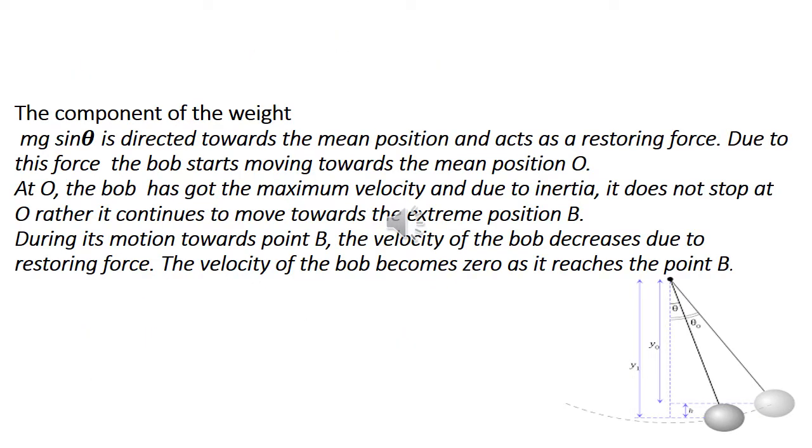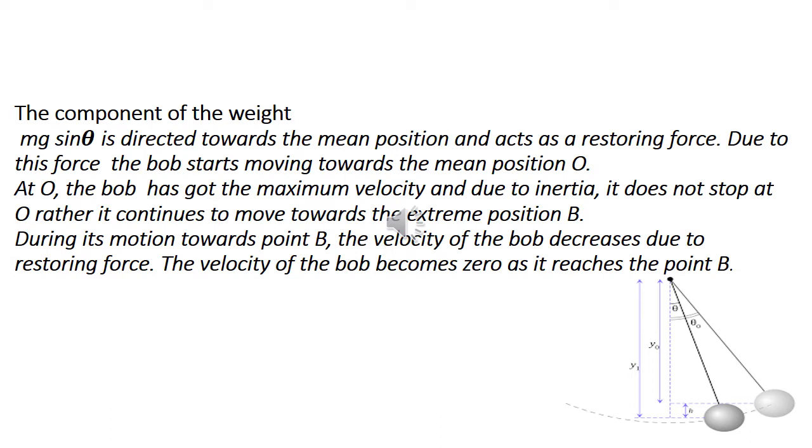Hence there is no motion along this direction. Now we have to see that the component of the weight, mg sin theta, is directed towards the mean position and acts as a restoring force. Due to this force, the bob starts moving towards the mean position O. At mean position O, the bob has the maximum velocity, and due to inertia it does not stop at O. Rather, it continues to move towards the extreme position B.